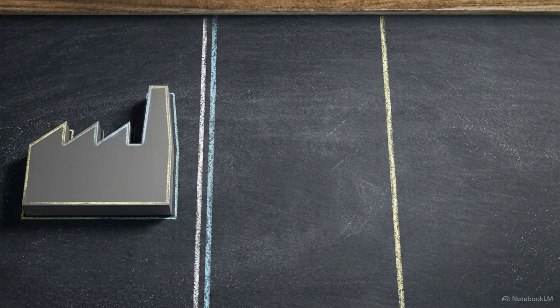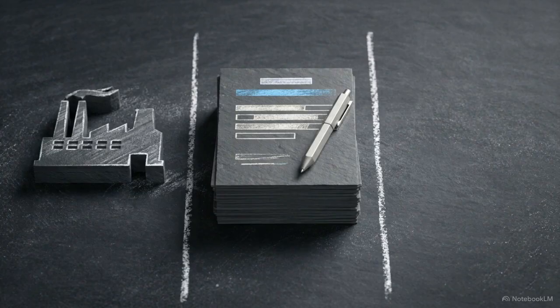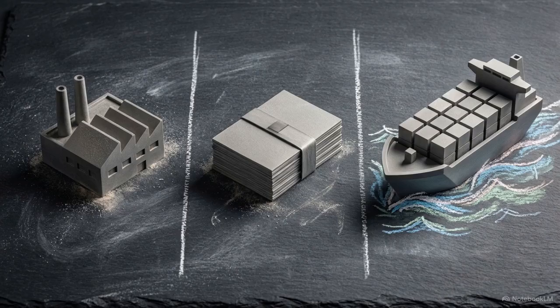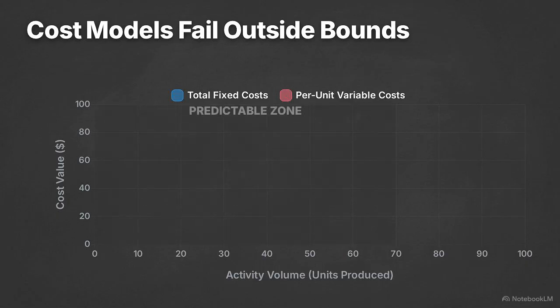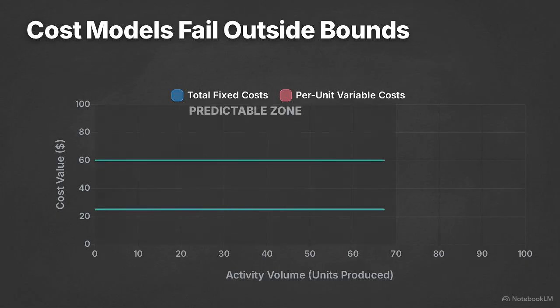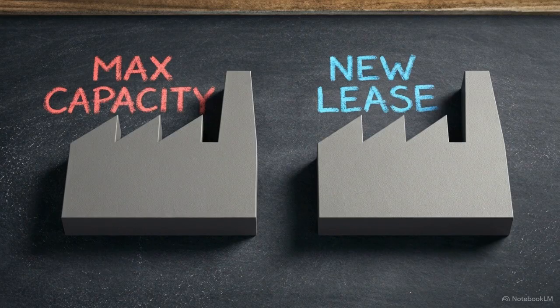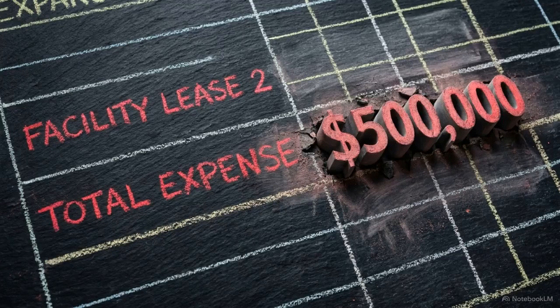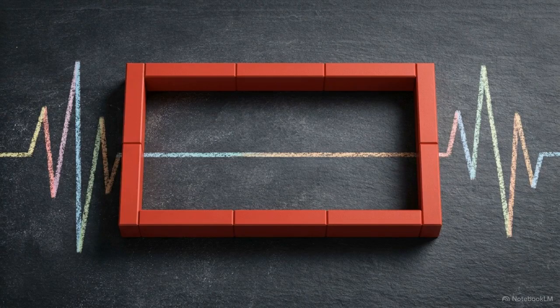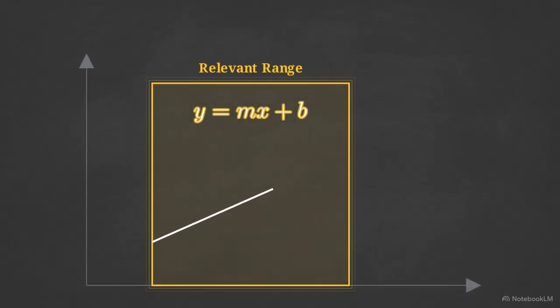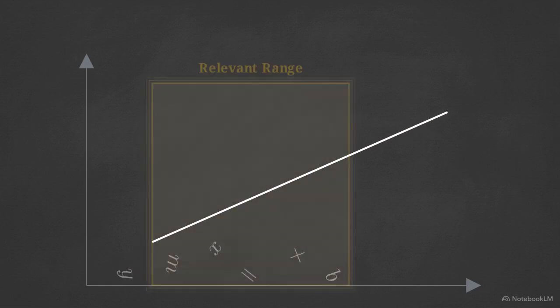These limits are established by real-world constraints: the efficiency of the current plant, the terms of labor union agreements, and capacity limits in supplier contracts. If a business operates outside these established bounds, the standard rules for cost behavior no longer apply. For example, if demand exceeds a plant's maximum capacity, a company might need to lease a second facility. That sudden addition of a new fixed expense changes the cost structure entirely. The relevant range sets the perimeter for cost modeling. Inside these points, linear formulas hold, but crossing them causes those formulas to break down.